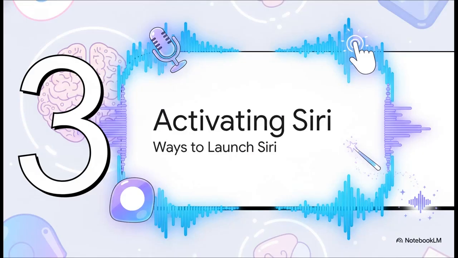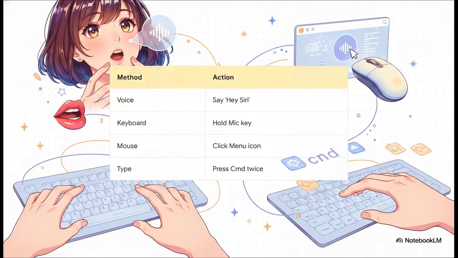Section 3. Activating Siri your way. So now that it's on and customized, how do you actually get its attention without completely breaking your flow? Well, you've got 4 main paths to activation, which lets you choose exactly how you want to interact. You can use the totally hands-free speed of your voice by saying, Hey Siri. You can use the stealthy precision of your keyboard with a dedicated mic key or a shortcut like Command plus space. You can use your mouse to click the icon in the menu bar or dock, or, and this is my personal favorite for busy environments, type to Siri by just pressing Command twice.